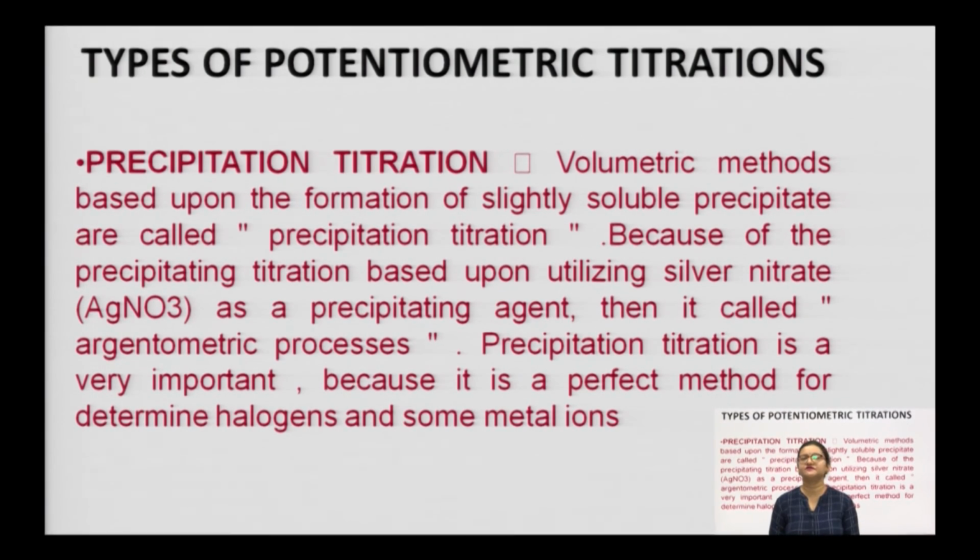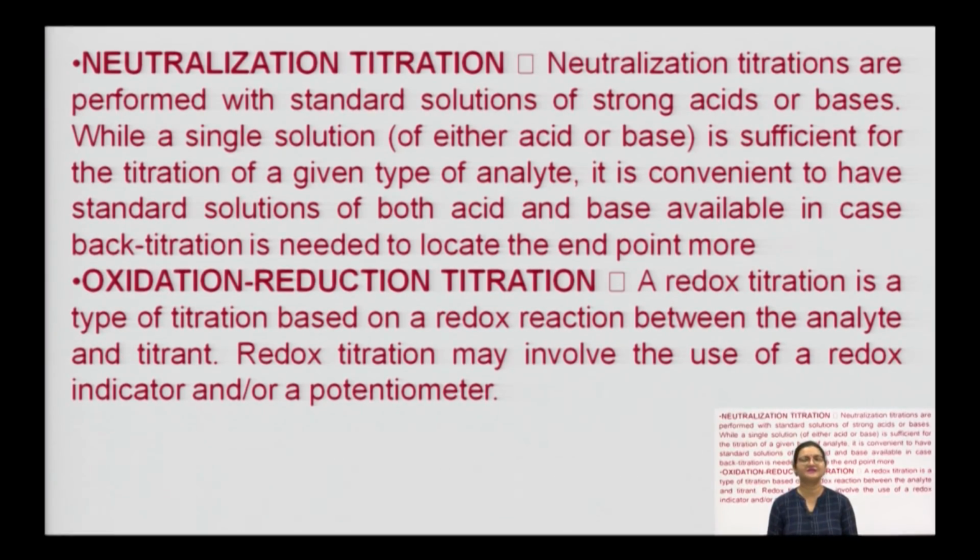Then these were the types of potentiometric titration: complexometry, precipitation, redox titration, acid base or neutralization titration. As we all know, neutralization titrations are also called acid base titrations.